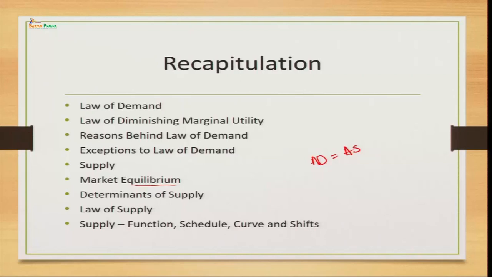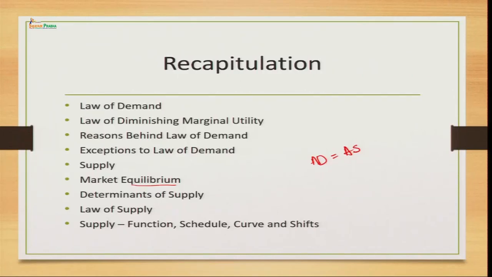And the other factors are like the cost of production, like state of technology, like number of firms available, government policies also affect the supply of any commodity. So again, there are different determinants which affect the supply, and those were discussed. Thereafter, we have talked about the law of supply.